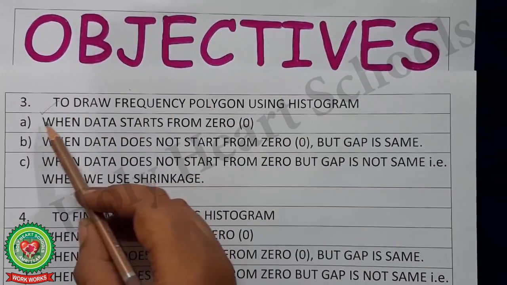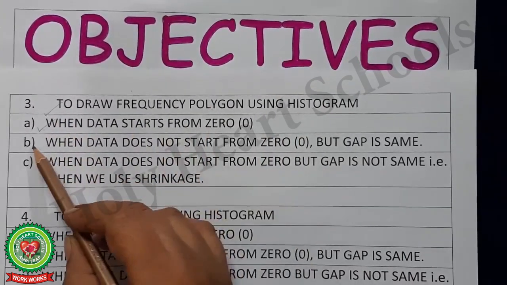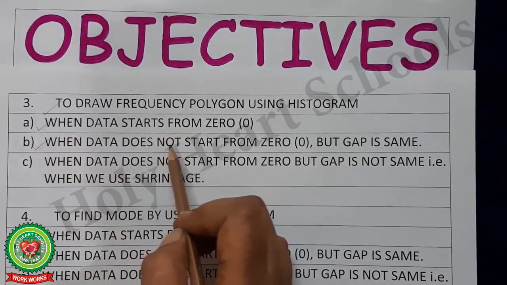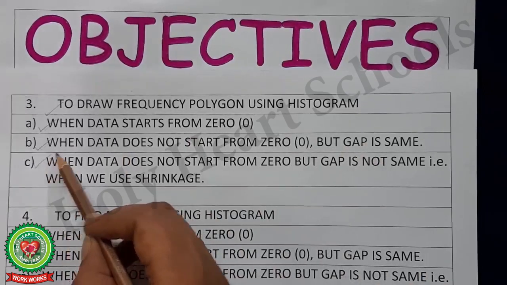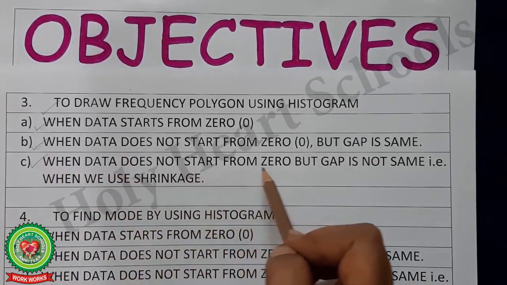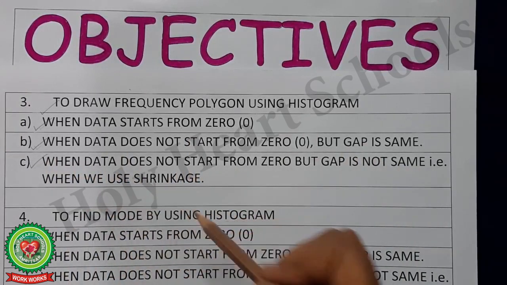There are three cases. Case number 1, when data starts from 0. Case number 2, when data does not start from 0 but gap is same. And case number 3, when data does not start from 0 but gap is not same. That is when we use shrinkage.